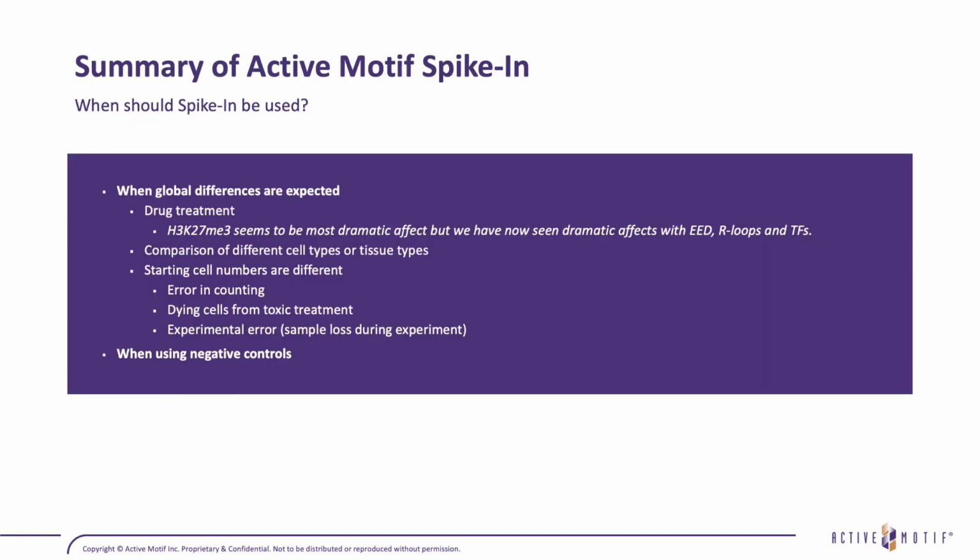So with that, I just wanted to share when we think it's appropriate to use spike-in controls. The first one's obvious, and that's when you do a drug treatment with an epigenetic inhibitor. So that probably applies to any epigenetic inhibitor, but we've shown specifically over and over again that it's absolutely necessary when you do H3K27 trimethylation in the presence of an EZH2 inhibitor.